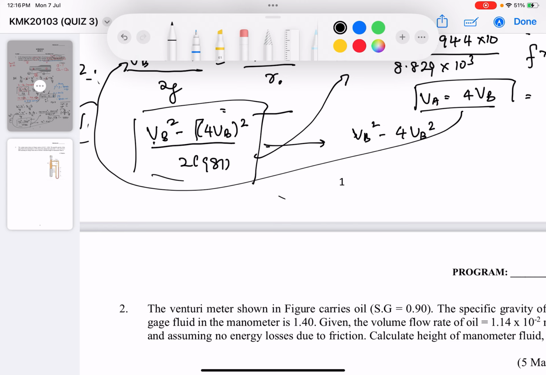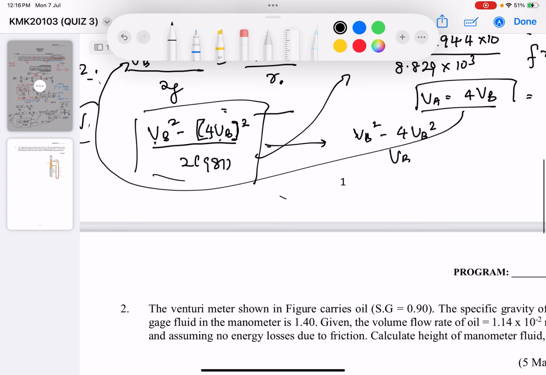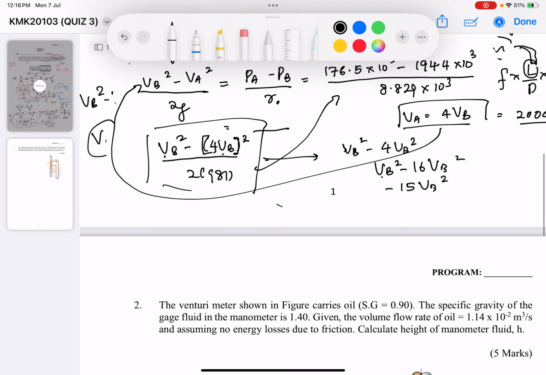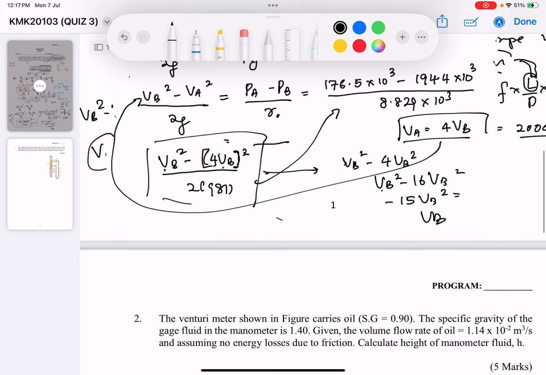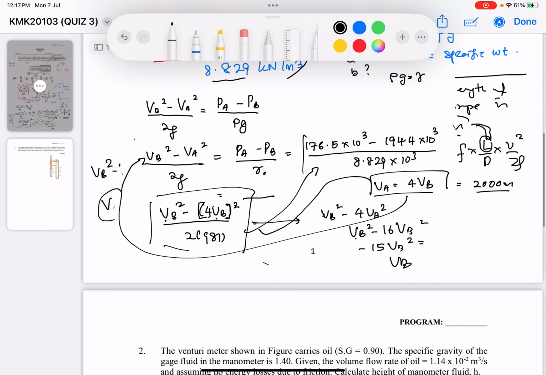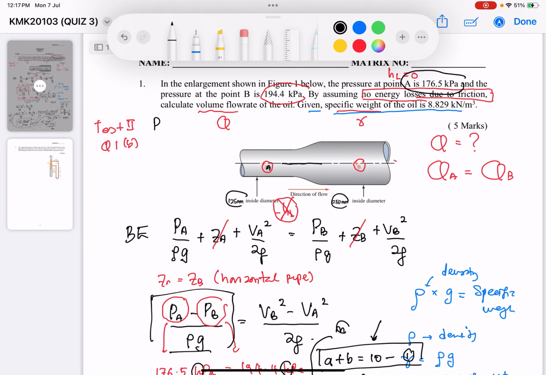is incorrect, because if you notice, the power of 2 here is for the whole term, meaning 4 power of 2 times VB power of 2. So the correct answer should be VB power of 2 minus 4 power of 2, which is 16 VB power of 2. VB minus 16 VB is negative 15 VB power of 2. Then you can solve for VB, because now we only have one equation and one unknown, which is VB. The VA already cancelled out because we replaced it with the other equation. So this is an example of how to apply the Bernoulli's equation together with the continuity equation.